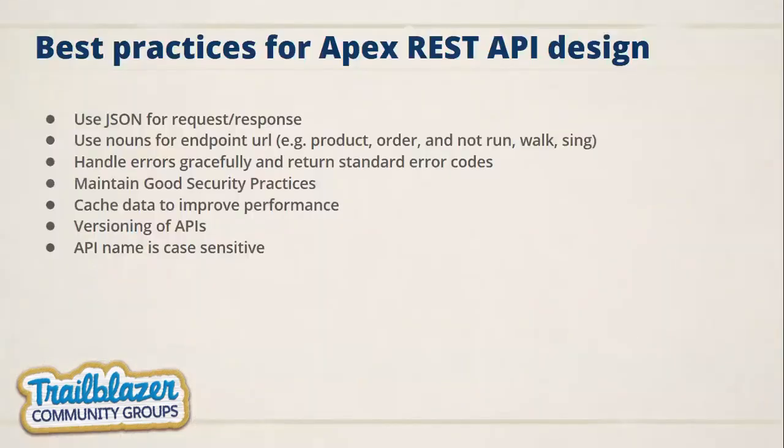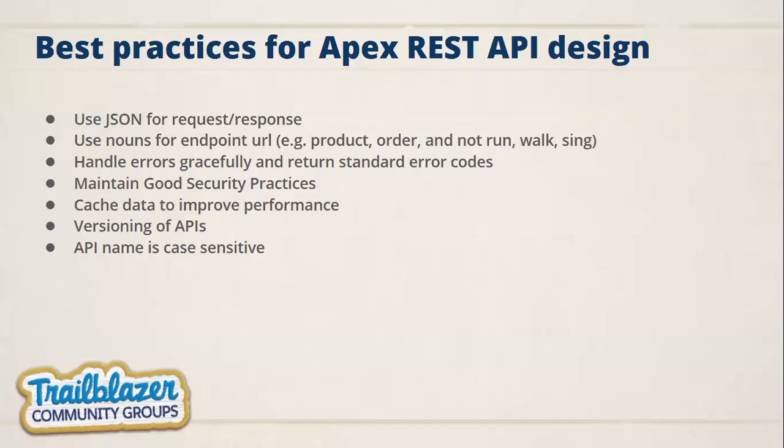So when we create a REST API, what are the best practices we should follow when we create an Apex REST API? We should consider JSON as the request and response format. JSON is plain text, very easy to understand, and whenever deserialization or serialization is required in that context, it is better to use JSON.